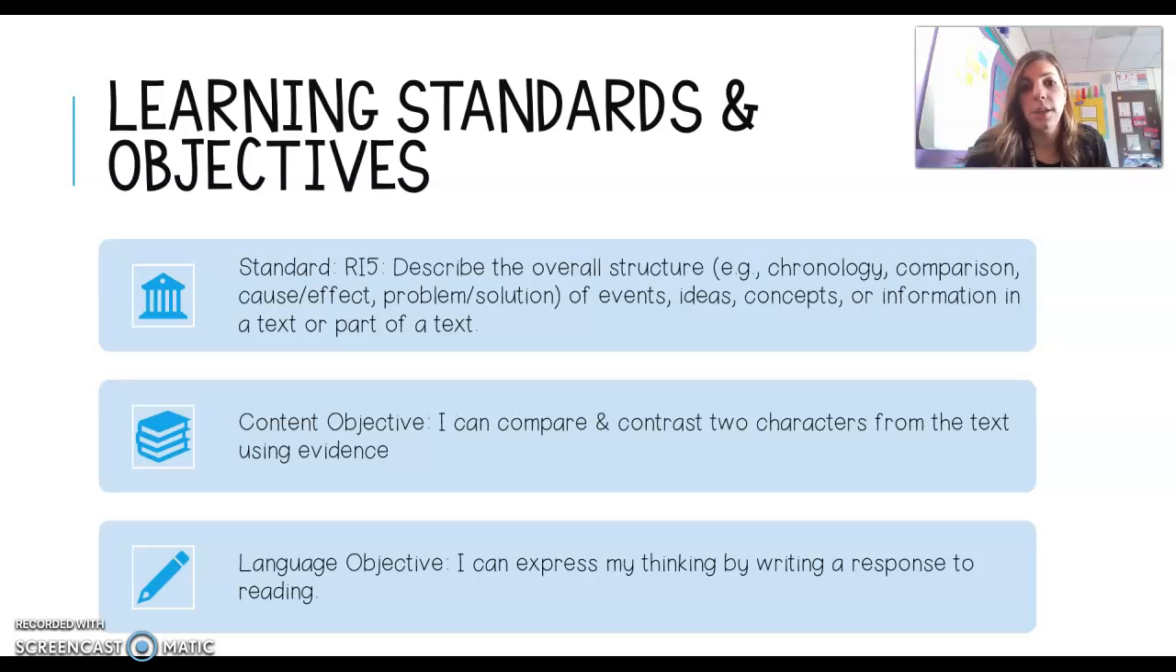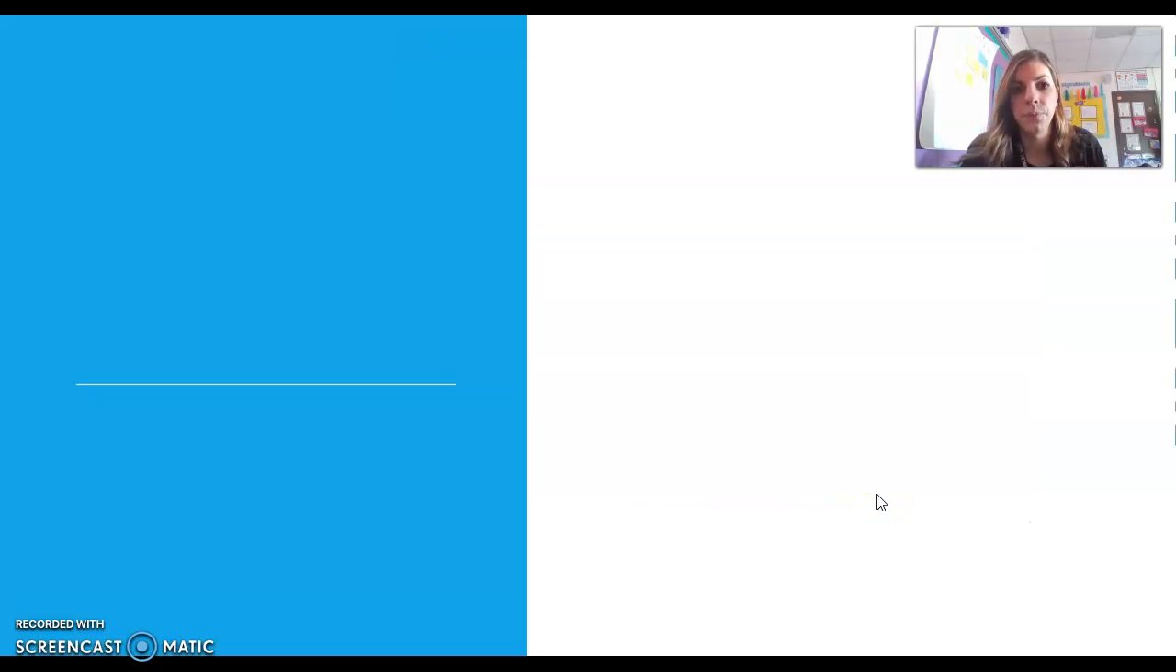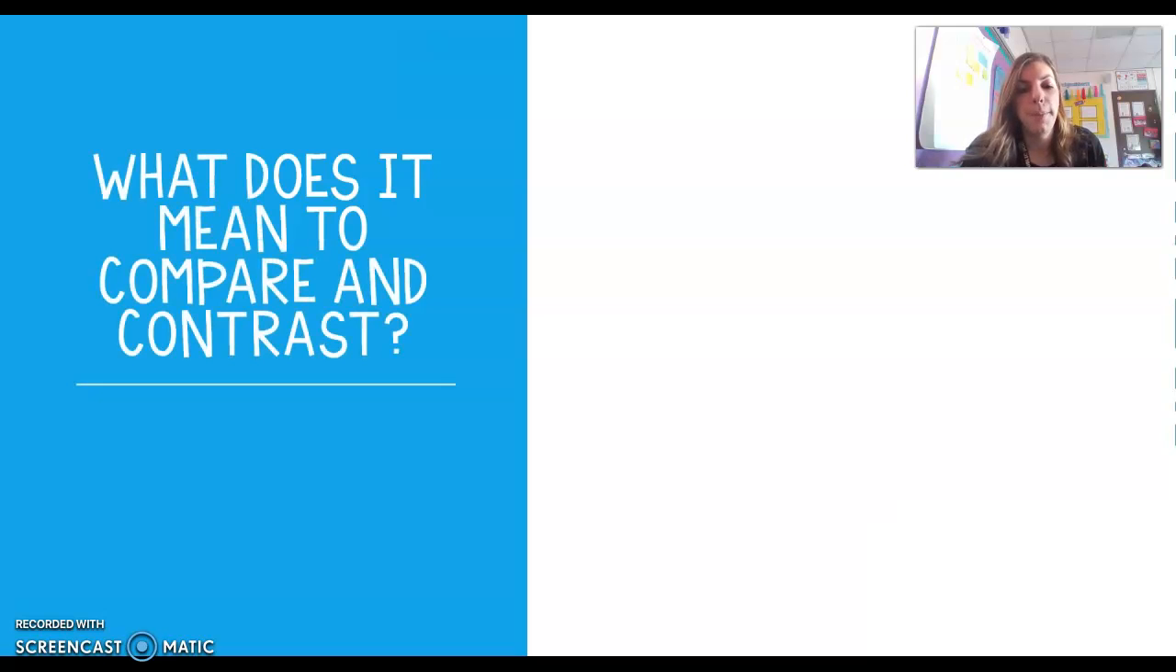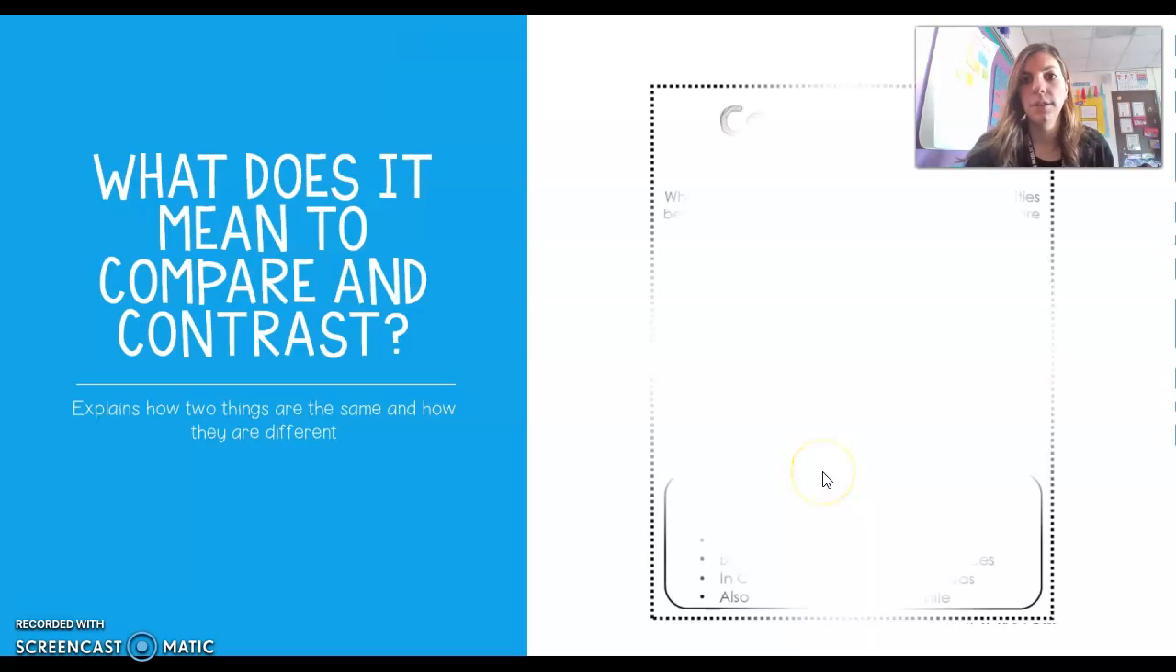Our content objective is to compare and contrast two characters from the text using evidence. And for a language objective, you should be able to express your thinking by writing a response to reading. So, what does it mean to compare and contrast? Comparing and contrasting explains how two things are the same and how they are different.